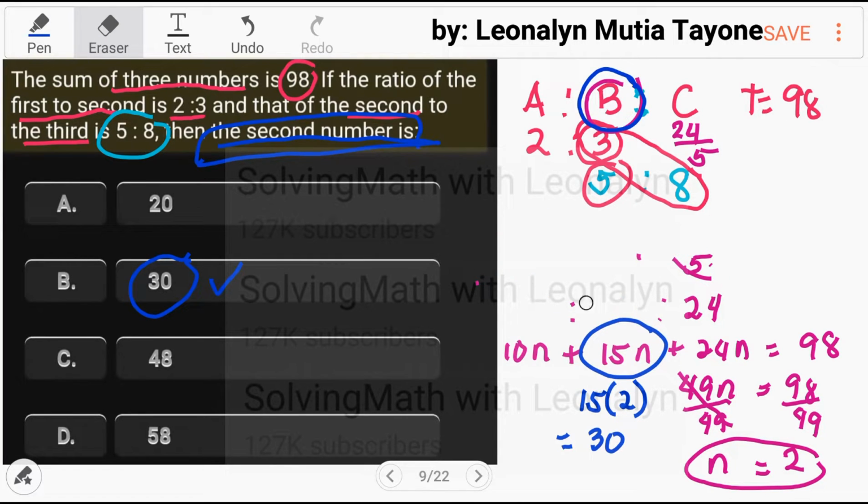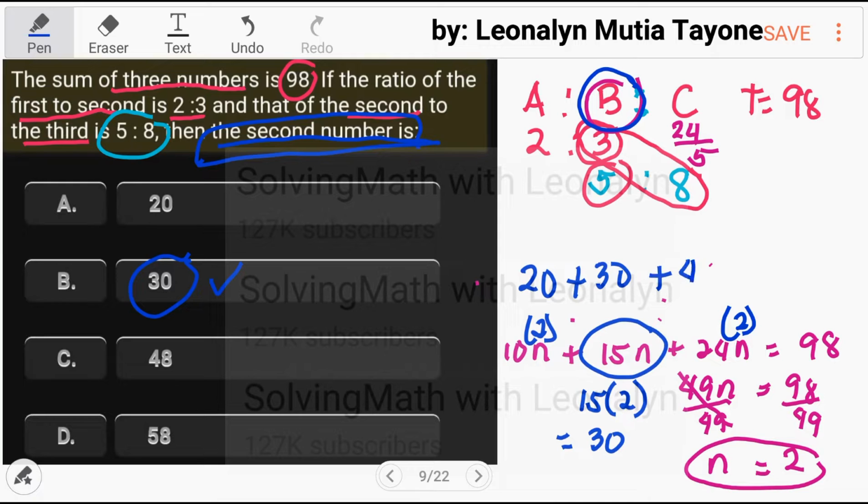Let's double check. I-double check muna natin. B is equals to 30. A is equals to 10 times 2 is equals to 20. C is equals to 24 times 2 is equals to 48. Kung i-add mo yan, 20 plus 30 plus 48, and that is equals to 98. So, therefore, itong 30 ay tama.